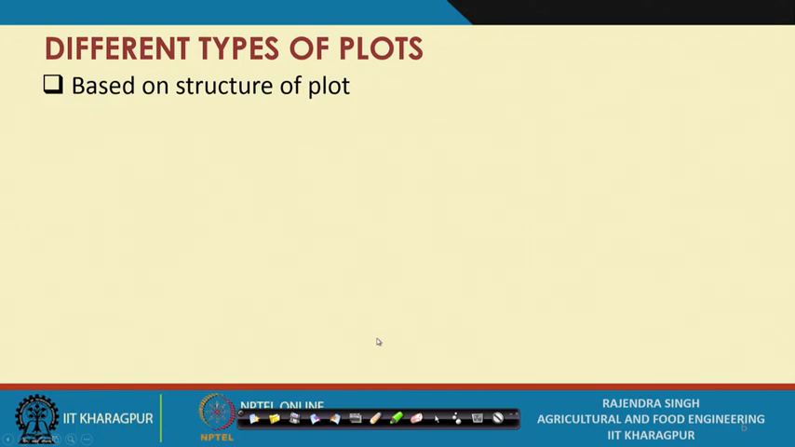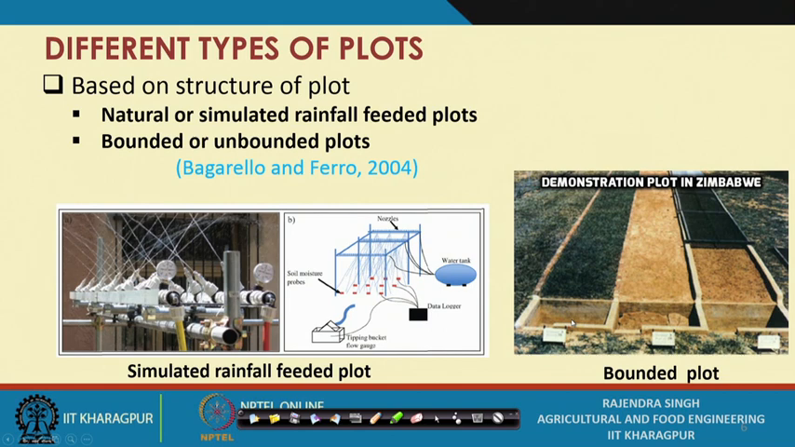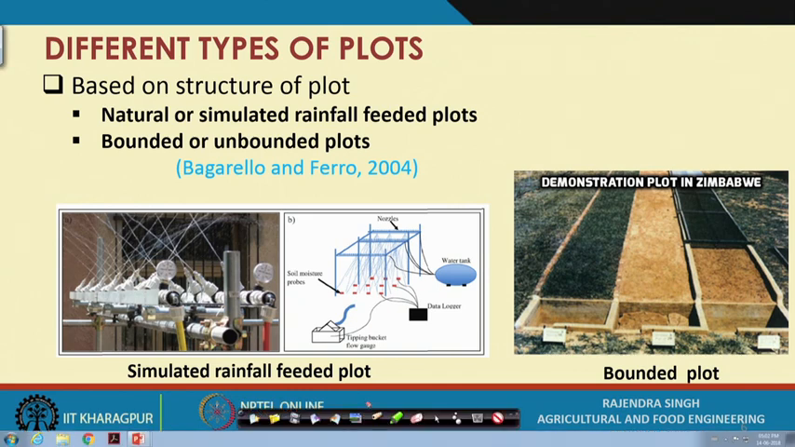Now, there are different types of runoff plots, and they are classified based on two things. One is based on the structure of the plot, another is based on the size itself. So, if we look at the structure of the plot, then runoff plots are classified as natural or simulated rainfall fed plots, or bounded or unbounded plots. That is, two types of classification are possible in these cases.